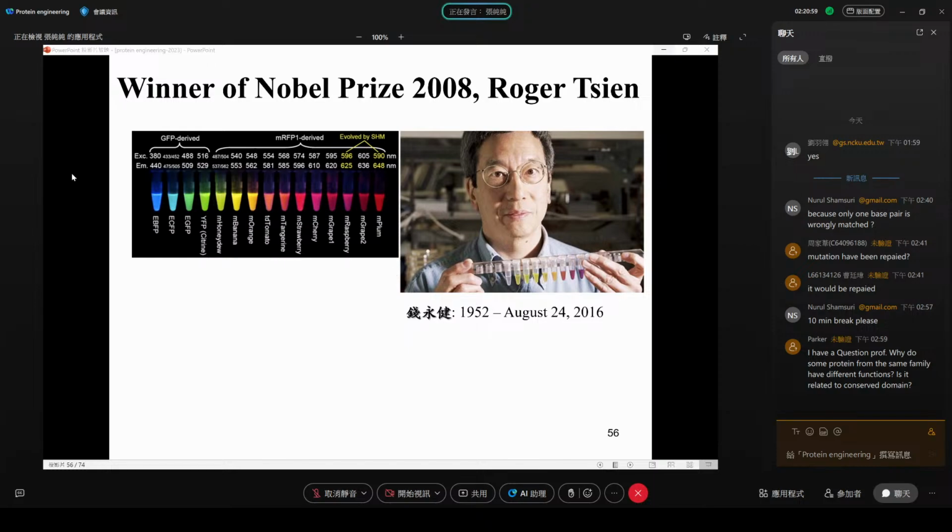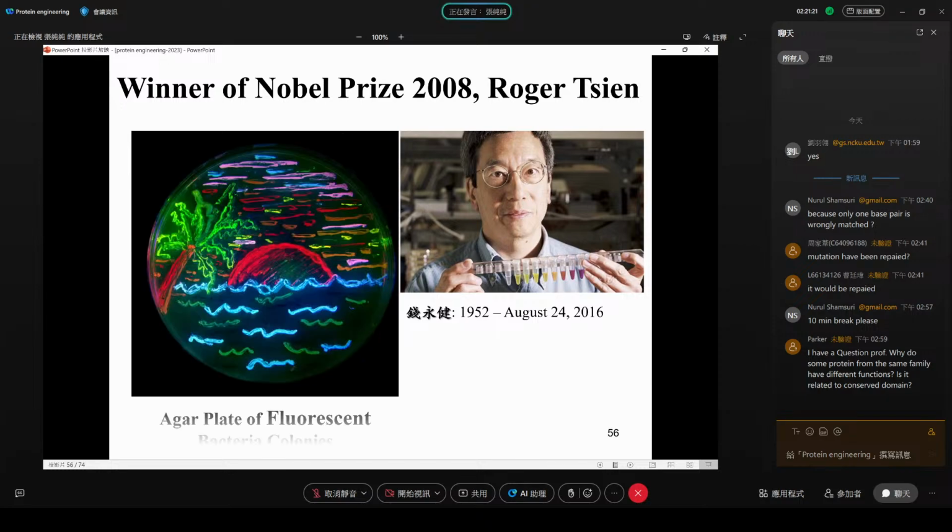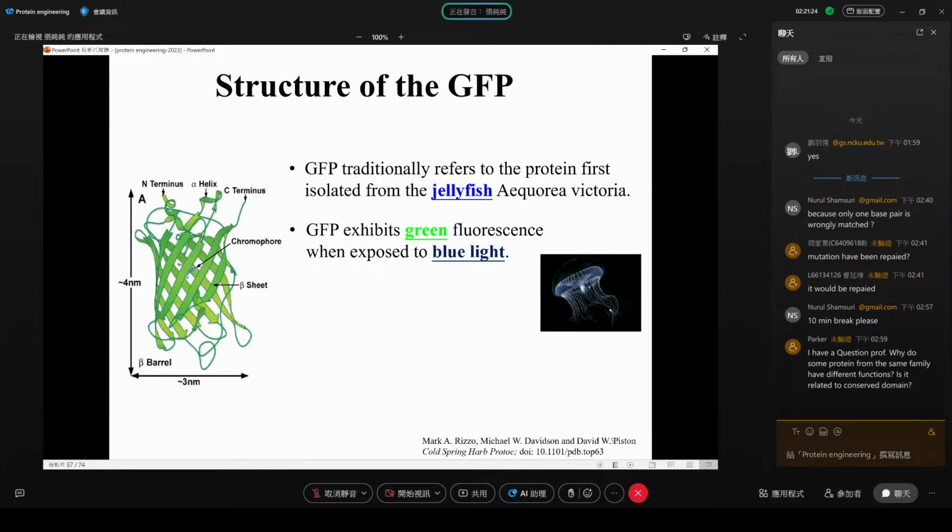And he showed, as a cover, almost the whole spectrum of different colors for this protein. Because of his work, he was awarded the Nobel Prize in 2008. Unfortunately, he passed away because of some kind of heart attack problem. But everyone in this field will remember him forever. Okay, so his research started from a jellyfish green fluorescent protein. Individually, this green fluorescent protein is not very bright or very useful, and even cannot be applied in the lab for cell culture.